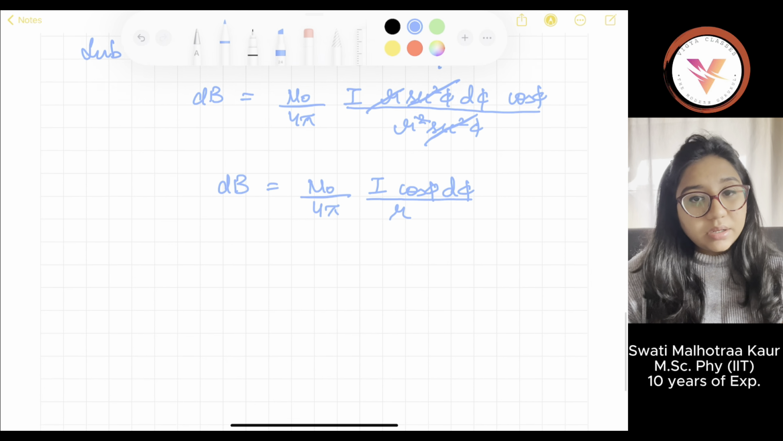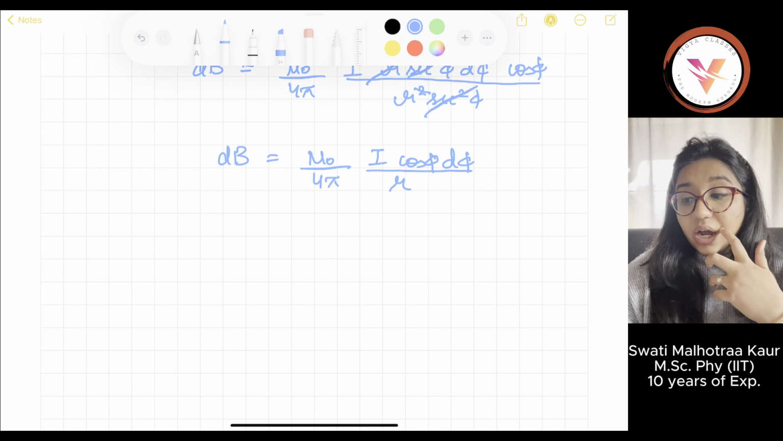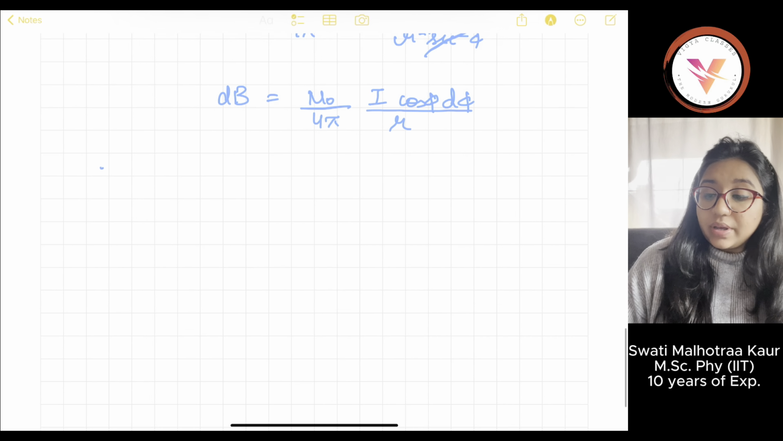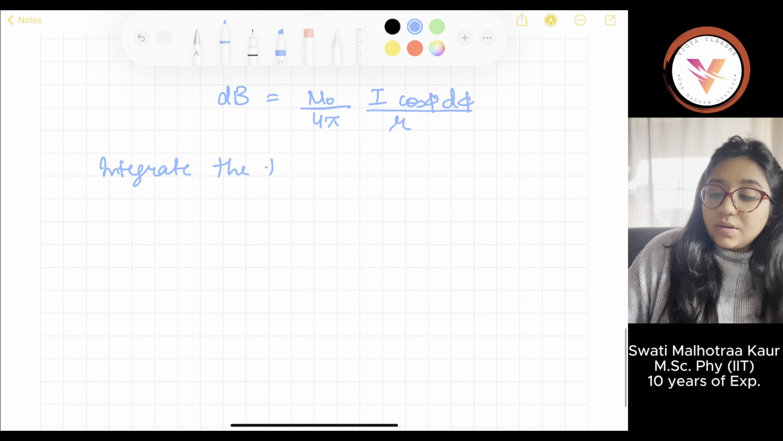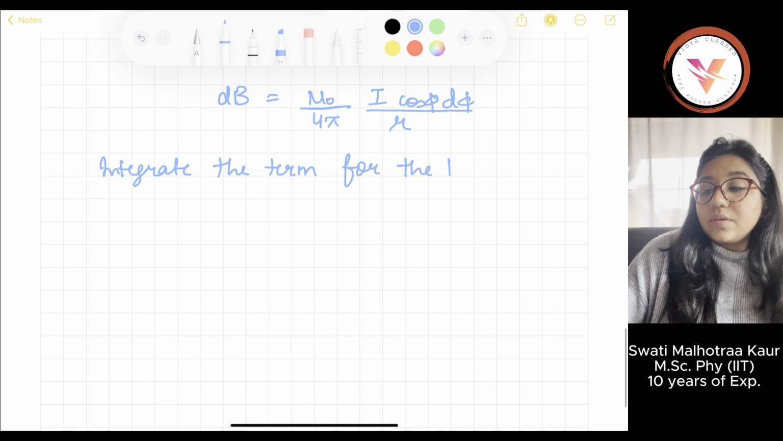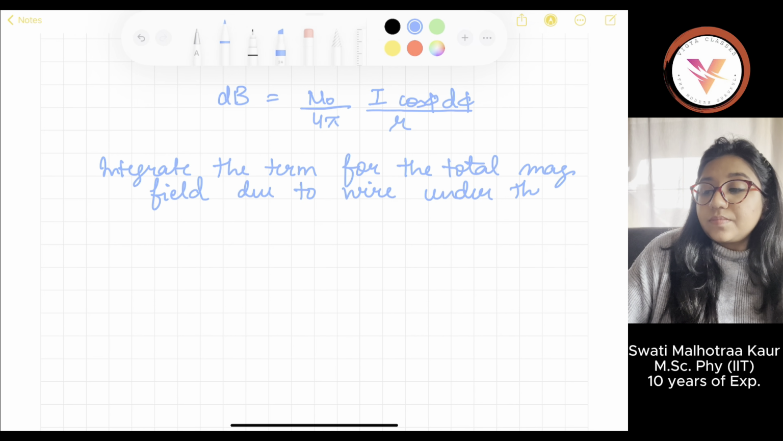Now this I and R are also constant, so we can integrate over the limits of phi. So integrate the term for the total magnetic field due to the wire under the limits.